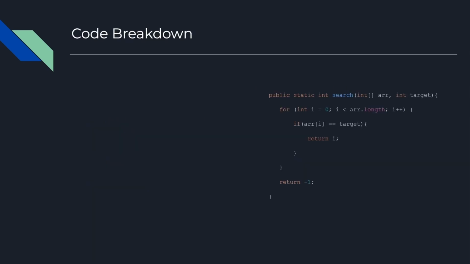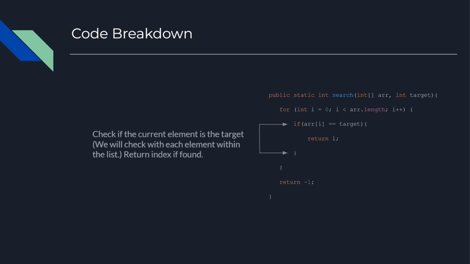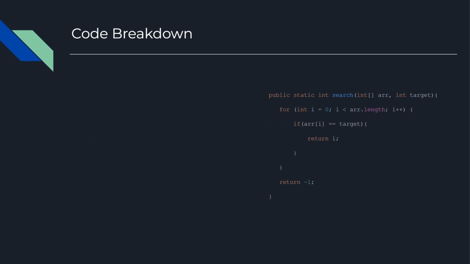Let's take a look at the code for linear search. Firstly, there is a for loop that will iterate through the array. Then we will check if the current element of the array is the target. If it is, then we will return its index. Otherwise, we will keep on iterating until we reach the end of the array. If the element is not found, we will return -1.